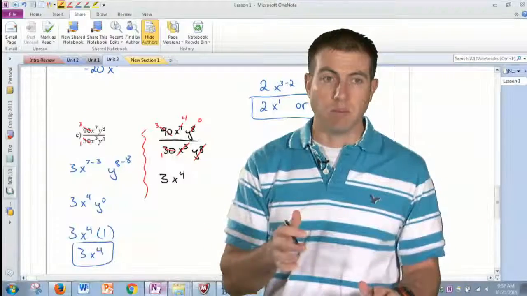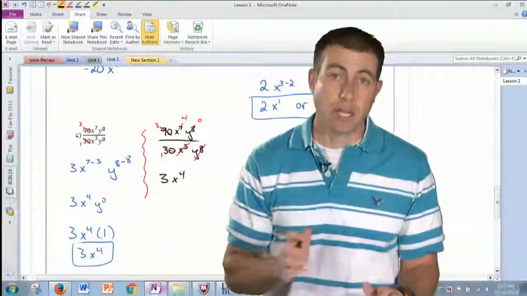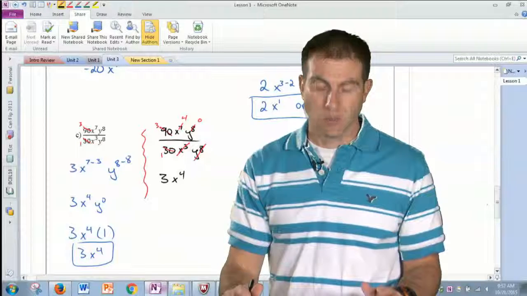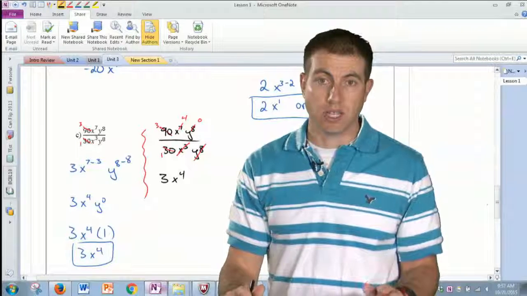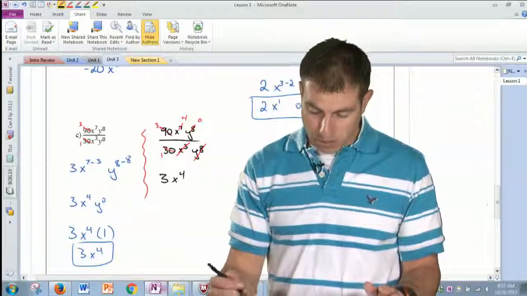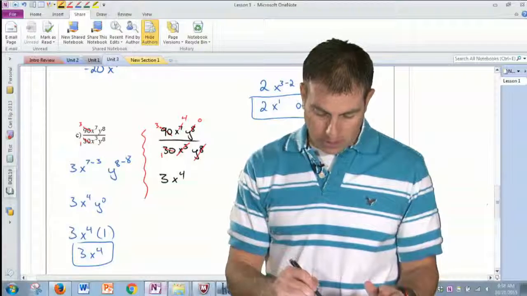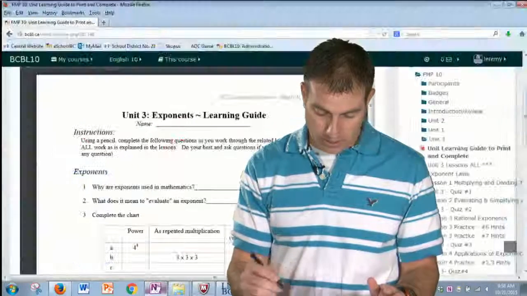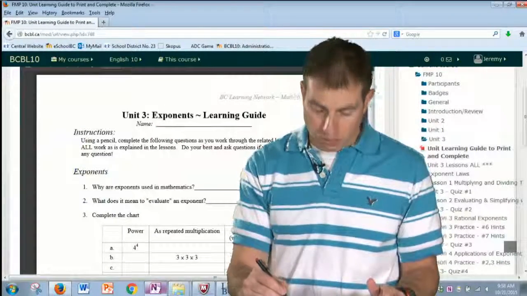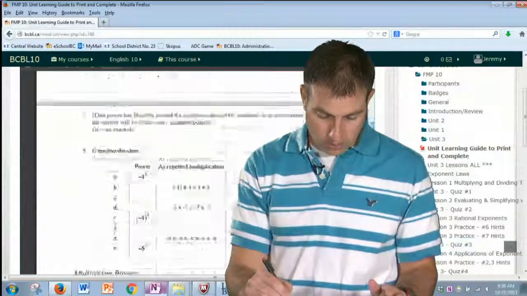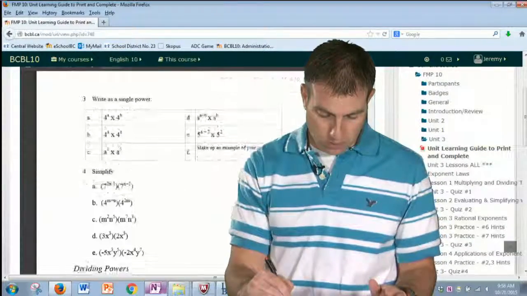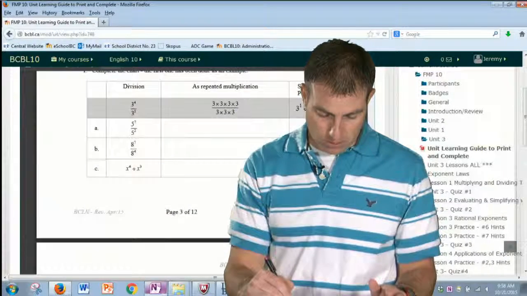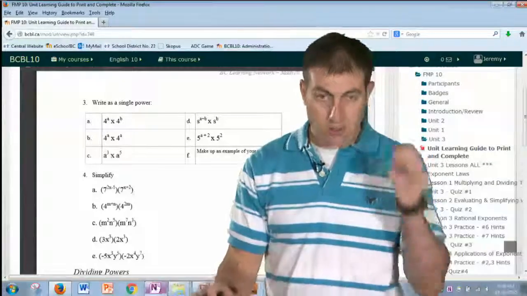When you're multiplying, same base, add your exponents. When you're dividing, same base, subtract your exponents. And we're going to look at a couple other exponent laws, and you just need to kind of remember them. I'm assuming, Alex, you're talking about this learning guide for Unit 3. So if I'm not correct in that, let me know. Question 3, page 3. 1, 2, 3. This guy here, right as a single power.